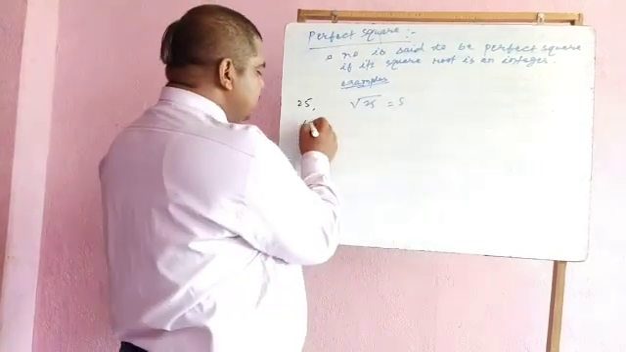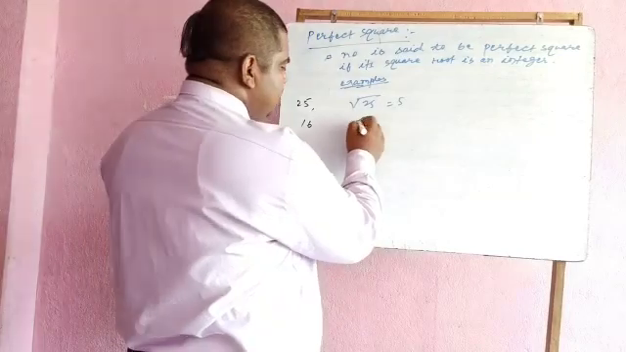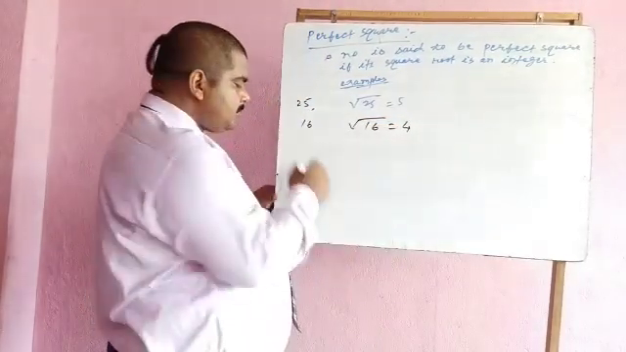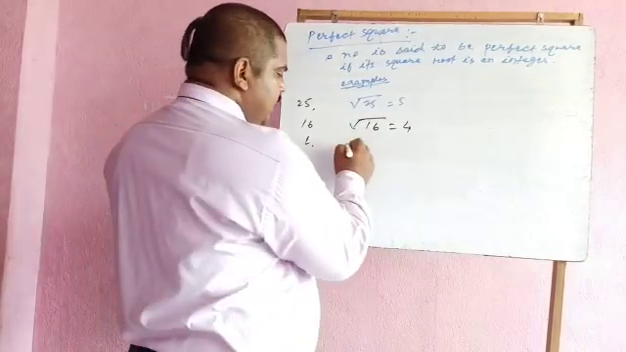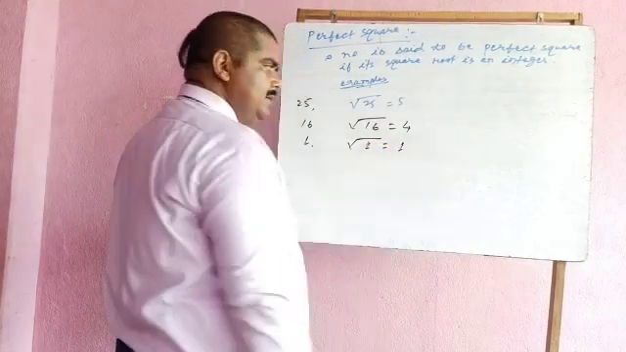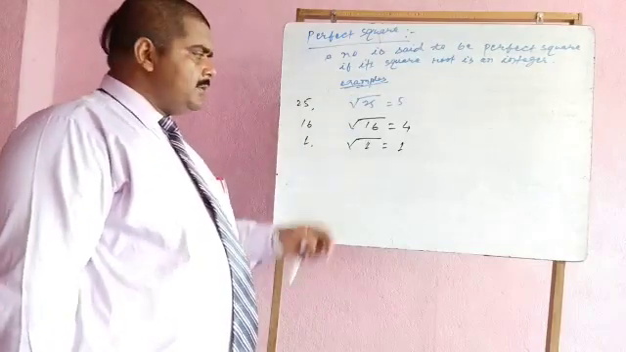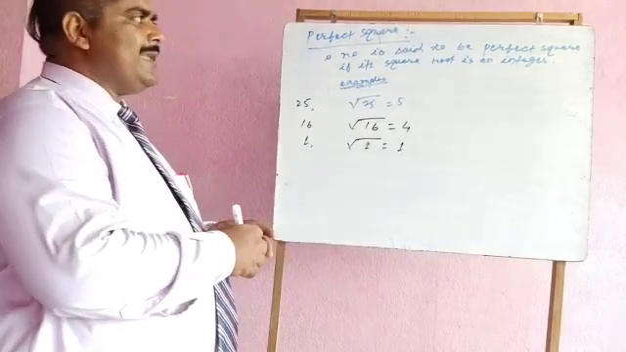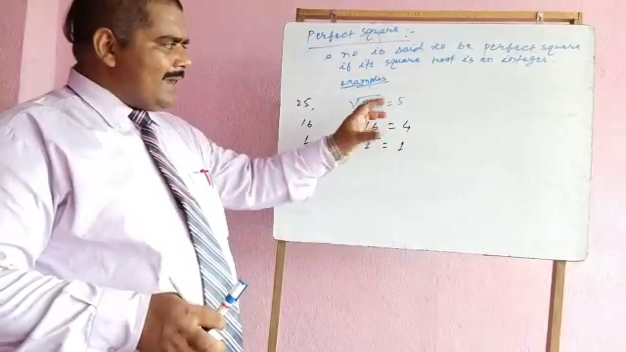You know very well that 16 is a perfect square because the square root of 16 is equal to 4. 1 is a perfect square because the square root of 1 is 1. So you can define a perfect square as the number whose square root is an integer.